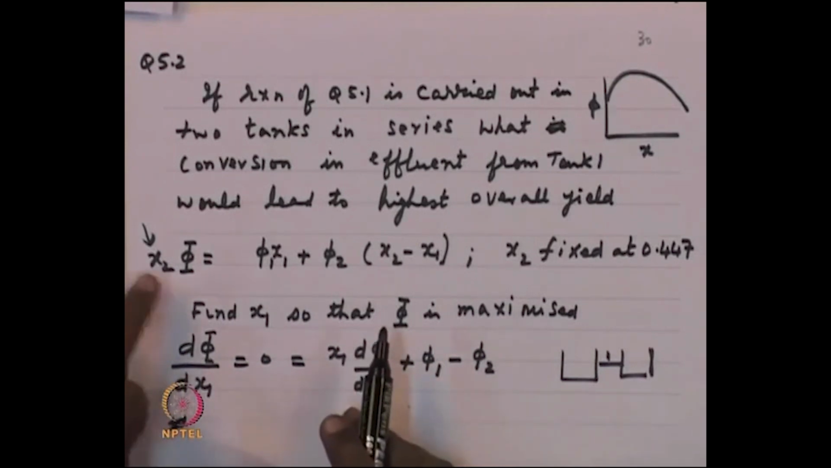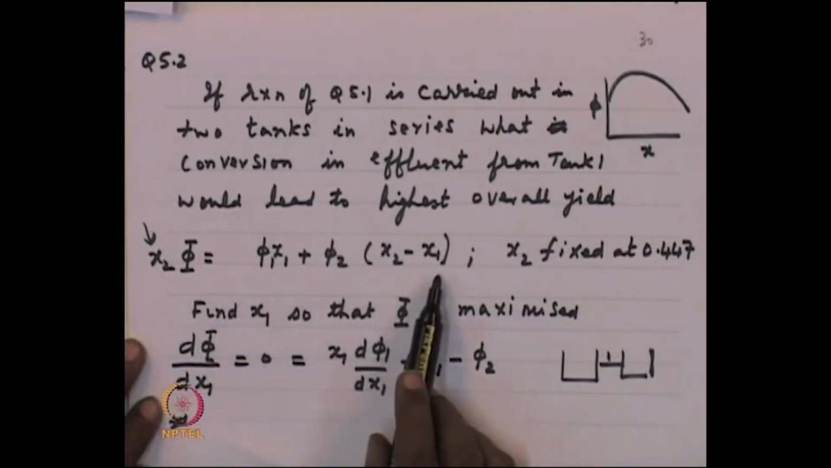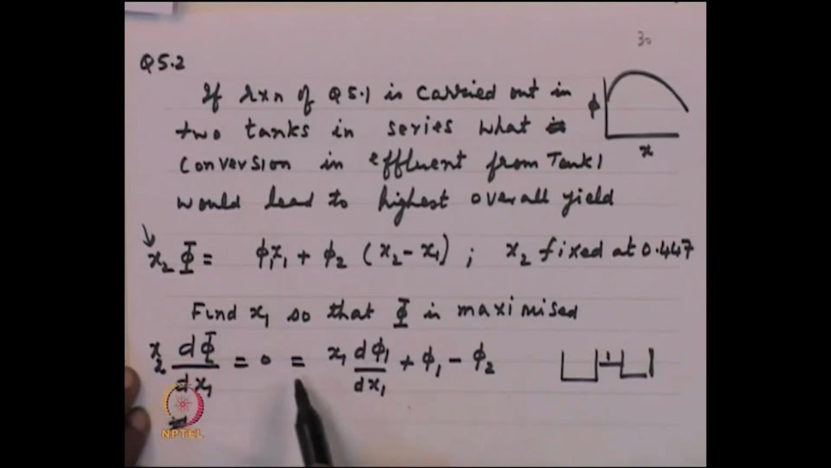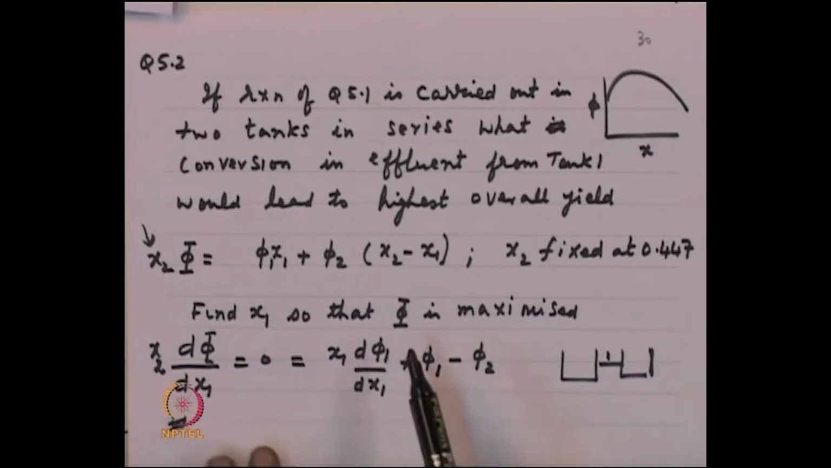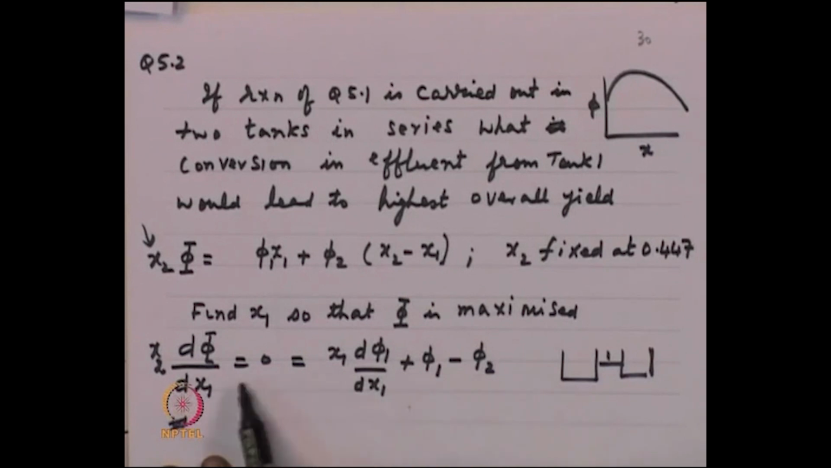So, x 2 is a constant. Therefore, d phi by d x 1 of the right hand side; actually x 2 can stay here, it does not create any harm. Let us differentiate the right hand side with respect to x 1. How many terms do you get? For x 1 phi 1 we get x 1 d phi 1 by d x 1 plus phi 1, and the second term, when you differentiate, gives minus phi 2. So, you have to set it equal to 0.